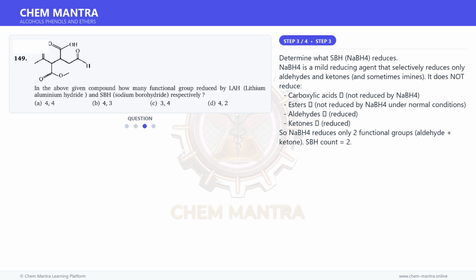Determine what SBH, NaBH4, reduces. NaBH4 is a mild reducing agent that selectively reduces only aldehydes and ketones, and sometimes imines. It does not reduce carboxylic acids. Esters are not reduced by NaBH4 under normal conditions. Aldehydes, reduced. Ketones, reduced. So NaBH4 reduces only 2 functional groups, aldehyde plus ketone. SBH count is equal to 2.